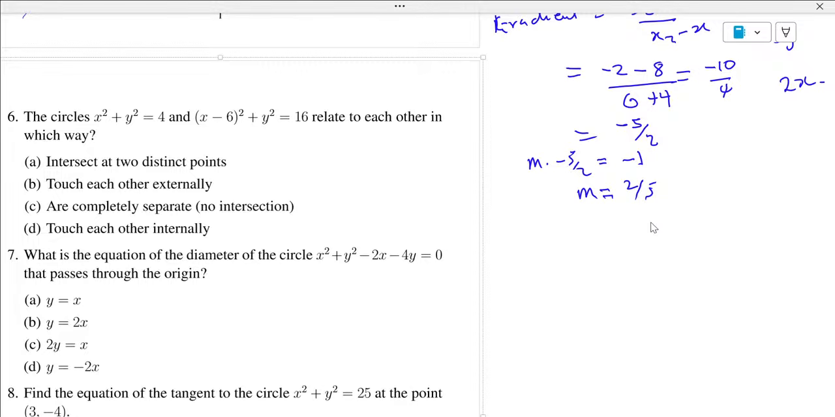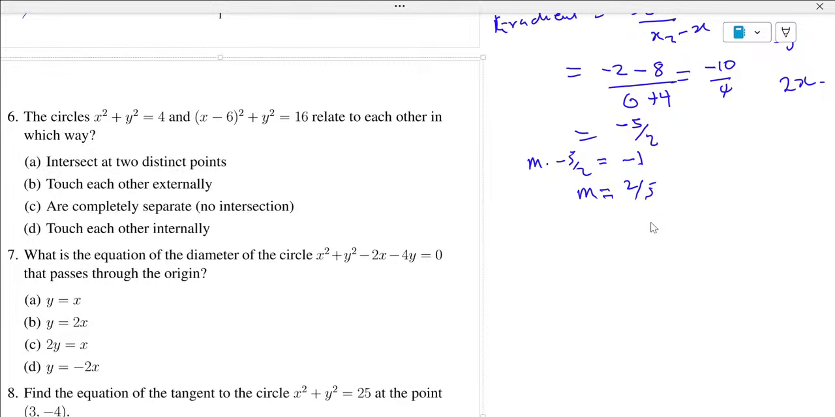Now, in question 6, it says that a circle x squared plus y squared plus 2 equal to 4, and then x minus 6 all squared plus y squared is equal to 16 relate to each other in which way? They relate with each other in which way?